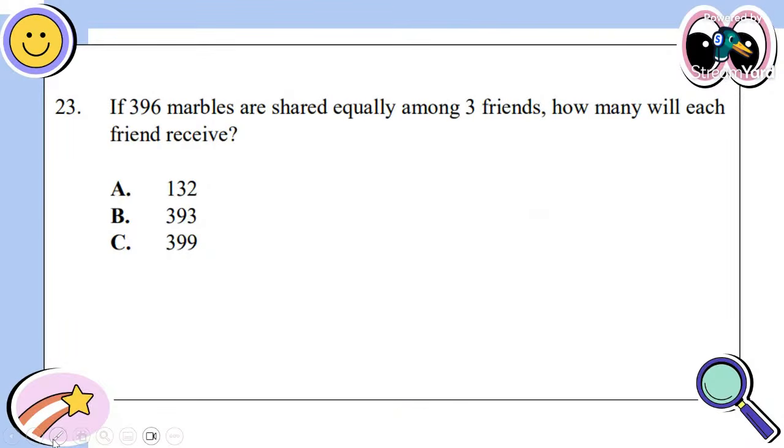The next question says, if 396 marbles are shared equally among 3 friends, how many will each friend receive? Go ahead, set this out. What will you do here? Will you add, subtract, multiply, divide? If you want to share something equally, what will you do?